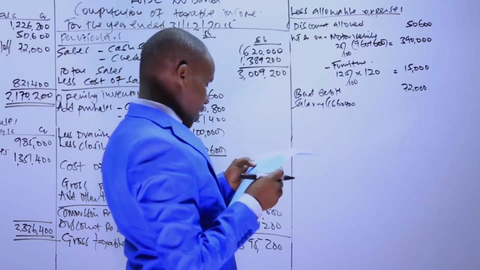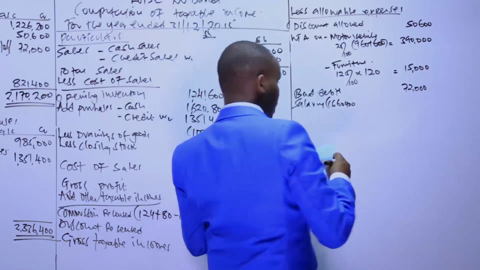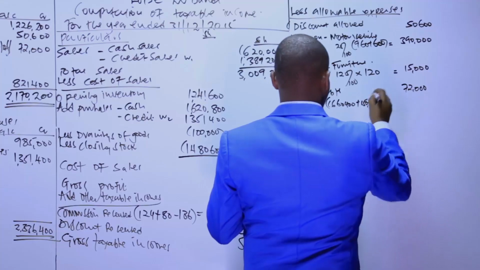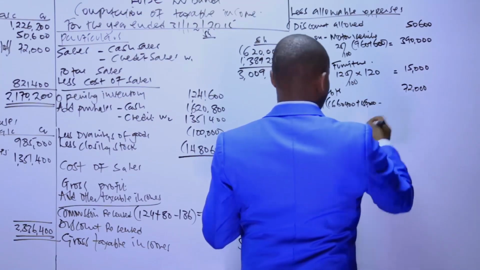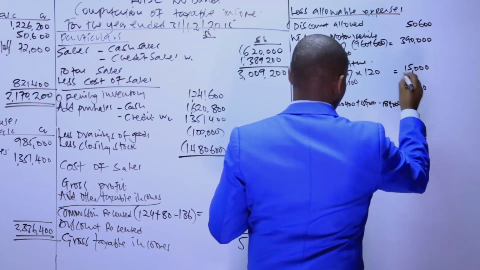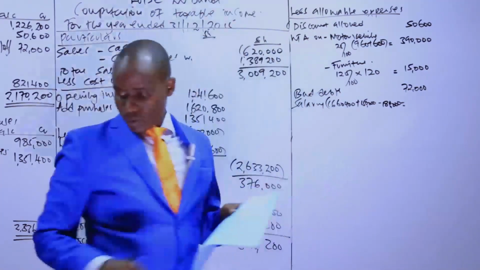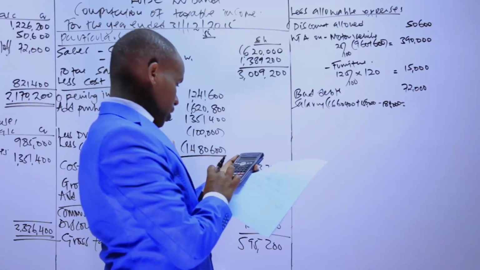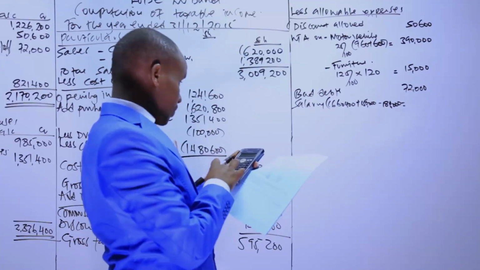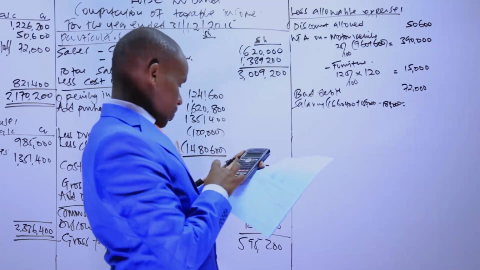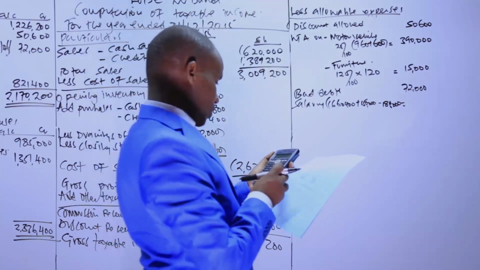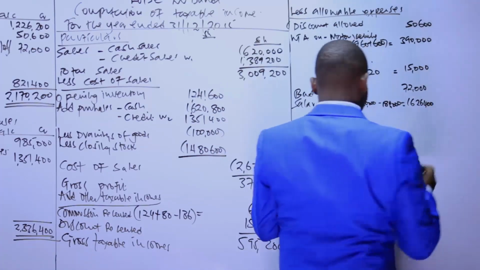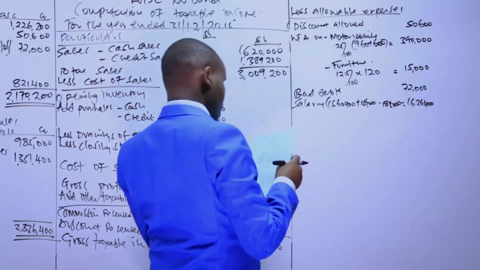Salary paid is 16,400. Then we have salaries due. So salary due we add as at the end, so plus accrued as at the end 150, minus as at start 184. This will add up to 16,400 plus 150,000 minus 184. You get 1,626,400.